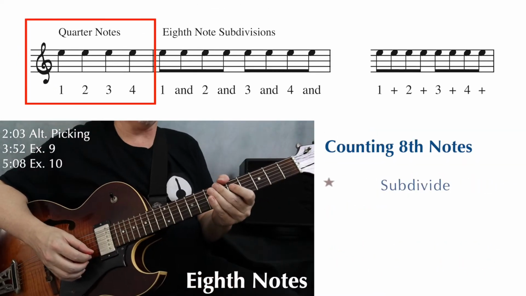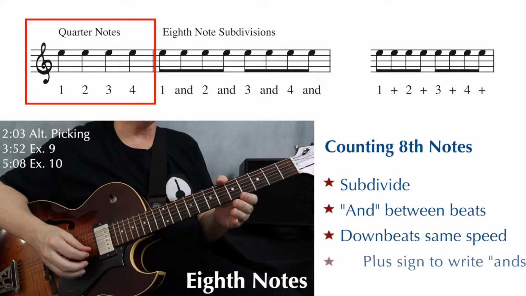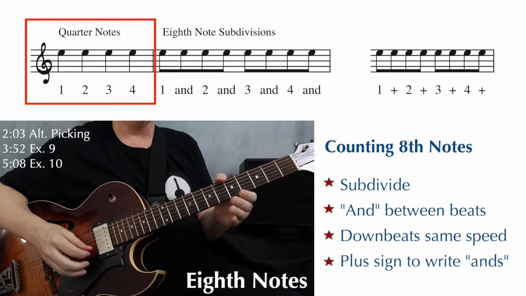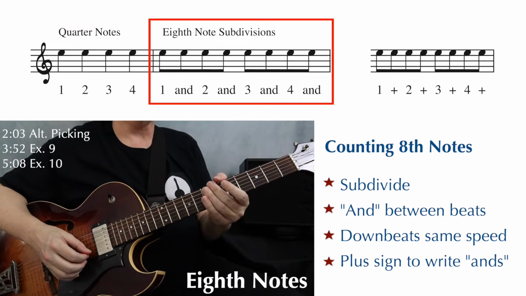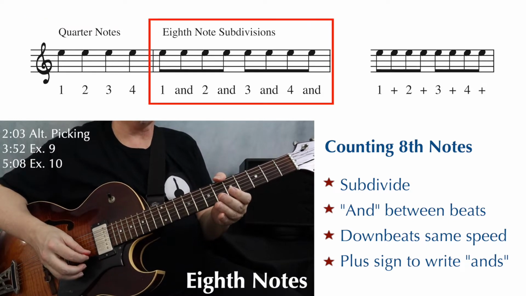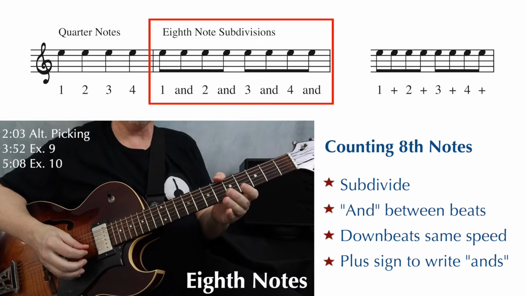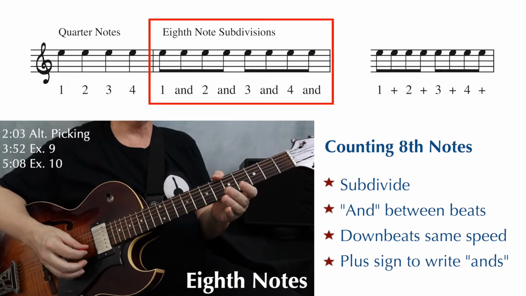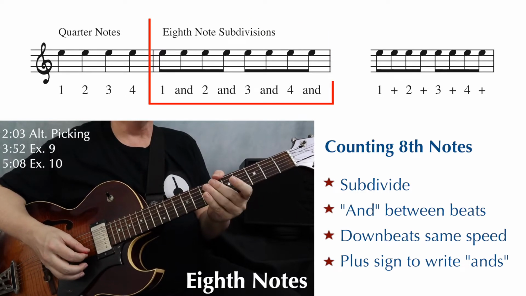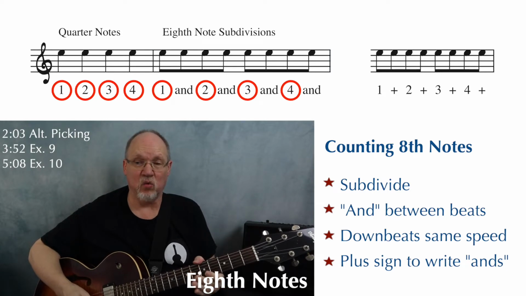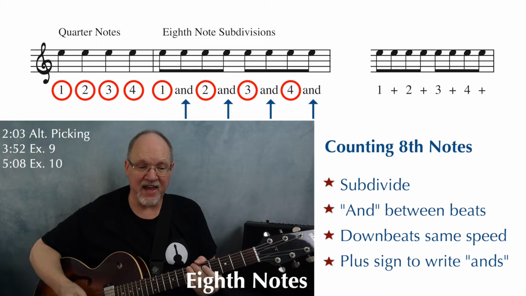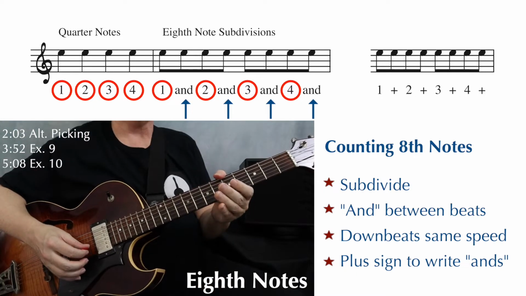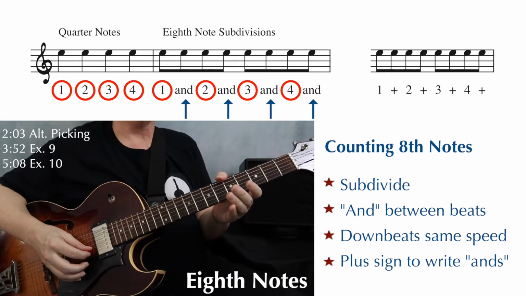So this is your quarter note. 1, 2, 3, 4. These are your eighth notes. 1 and 2 and 3 and 4 and. So we take that steady beat, that 1, 2, 3, 4, but we put an and in between. 1 and 2 and 3 and 4 and.